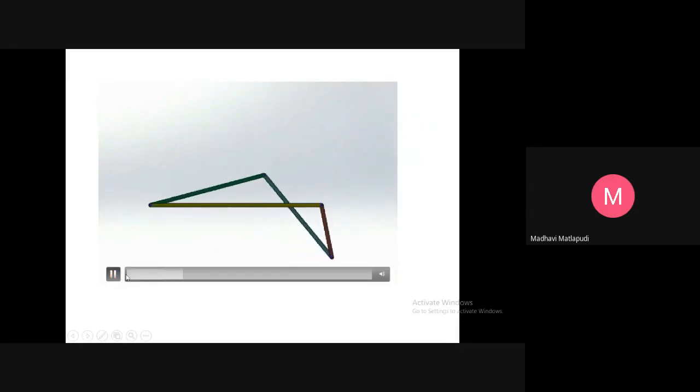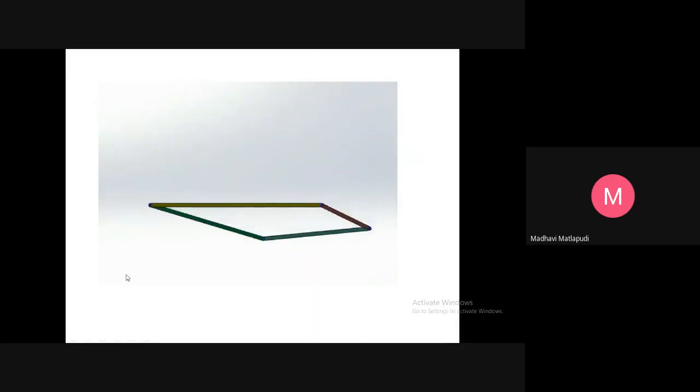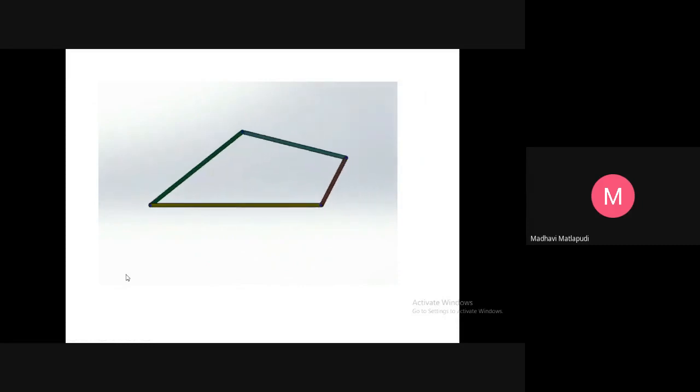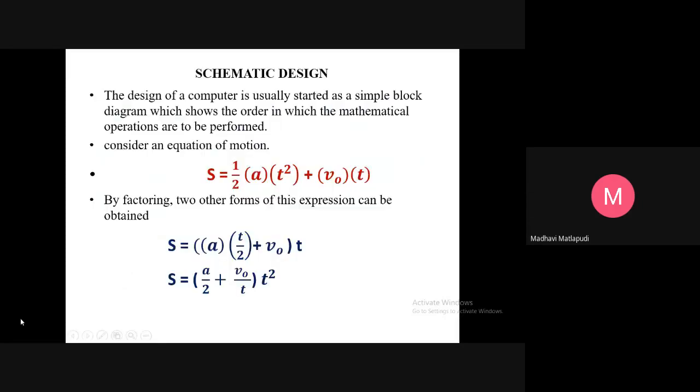You can see that. So if the motion is given in this form, you can obtain the x square path. Then the next important mechanism is schematic design. Schematic design is another form of kinematic mechanisms.